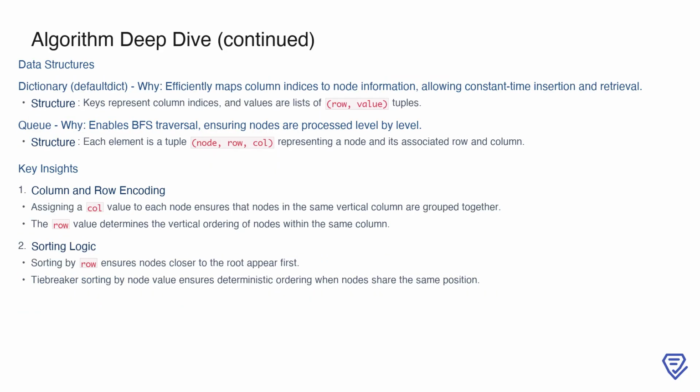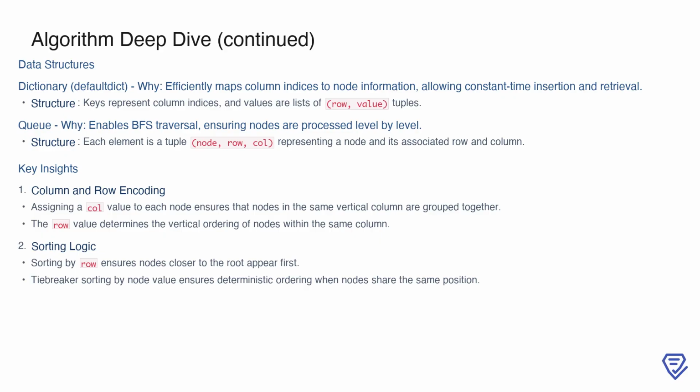To implement this algorithm efficiently, the choice of data structures plays a crucial role. We use a dictionary, specifically a defaultdict, to map column indices to lists of tuples containing the row and value of nodes. This allows constant time insertion and retrieval of node information. The queue, on the other hand, is essential for performing BFS. It ensures that nodes are processed level by level, which naturally aligns with the order in which we assign row and column values.